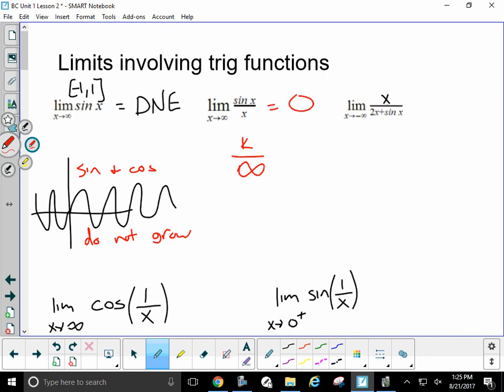And that's correct. Sine's not growing, x is growing. So, no growth divided by growth, 0. Here, think of sine as a constant. It's not going to affect what 2 times a huge negative number is going to do. I can actually cross sine off. It doesn't grow. This is just x over 2x. As we're approaching negative infinity, that's just a half.